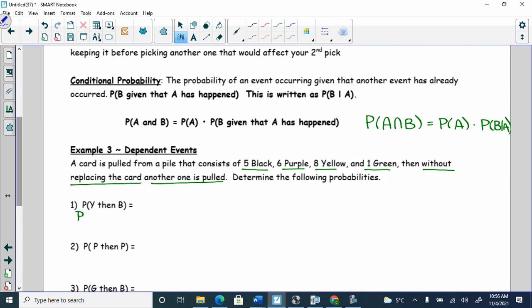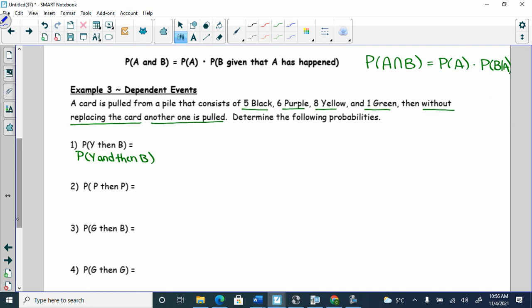So we could say this would be the probability of yellow and then a black. It's 2 events happening. When 2 events are happening, I'm doing a yellow and then a black, so I'm going to multiply. When 1 event is happening, it's yellow or black, which can't happen. It's weird. Okay. So yellow and then black. How many yellows are there? 8 out of how many total cards? Add them up. 20. So that's the probability of yellow. And what's the probability of black?